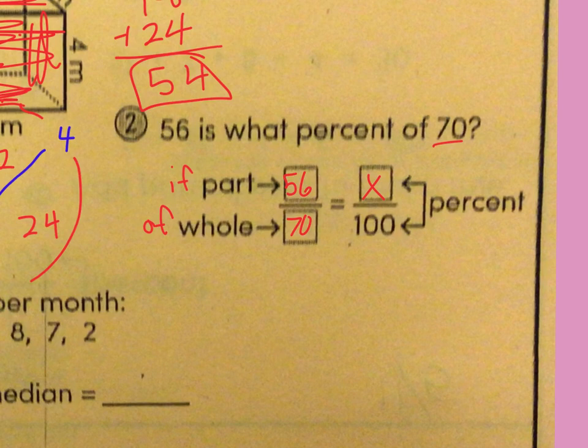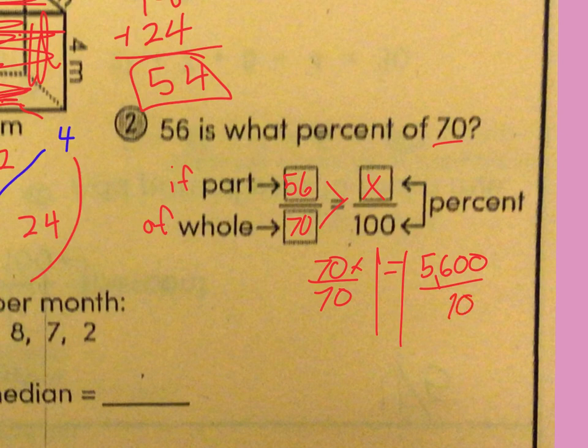So you can use your calculator for this if you'd like. So 56 times 100 is 5,600. And then we have 70 times X is 70X. We're going to divide by 70 on both sides. So if I take 5,600 divided by 70, I get 80. So this is 80%. There you go. We're going to talk about that later on in the year, but we're introducing that concept a little bit to you there.